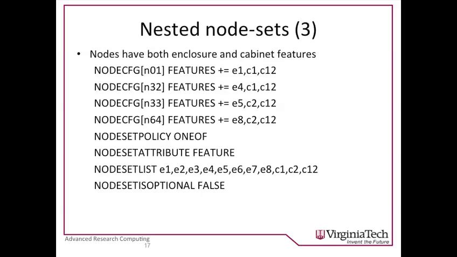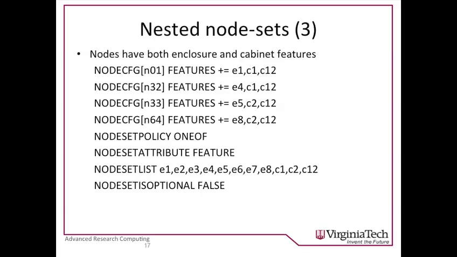Now we can control scheduling by defining the following node sets. The first one is E1. The second is E2, which basically means put the job in the first enclosure, put it in the second, put it in the third, put it in the fourth, and so on. We list all the 8 enclosures. So this is like scheduling tight within an enclosure.